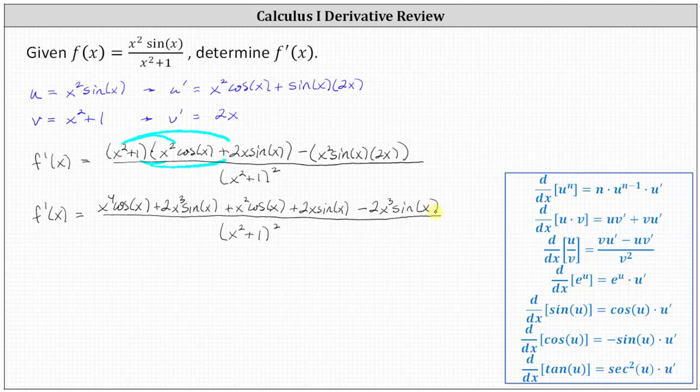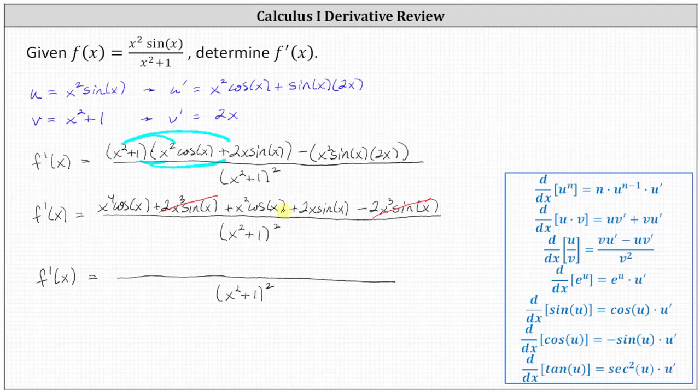And now we look for like terms in the numerator, and we do have two like terms. We actually have two opposite terms. We have 2x cubed sine x and then minus 2x cubed sine x, which simplifies to 0. So let's write the derivative function as f prime of x equals, our denominator remains the same, the square of x squared plus 1. Let's go ahead and factor the numerator.